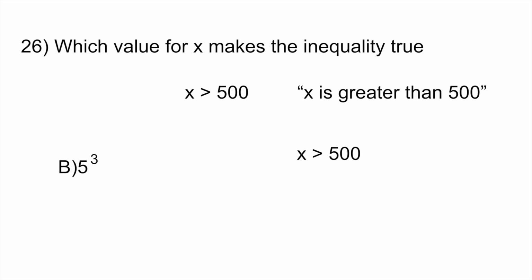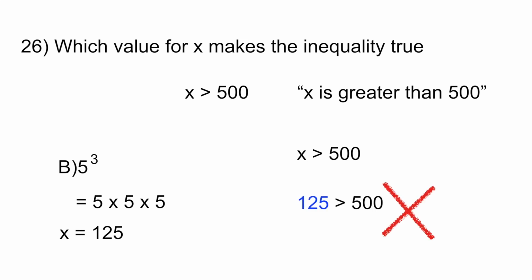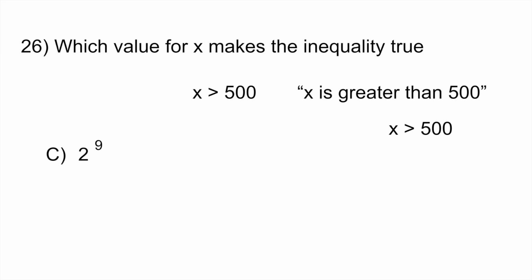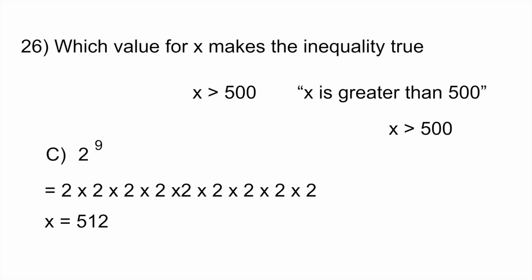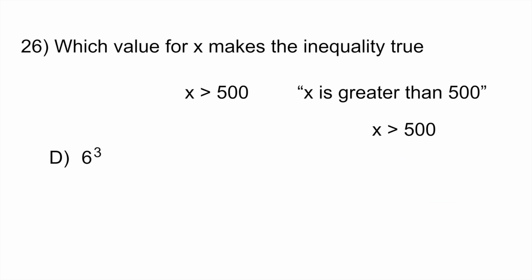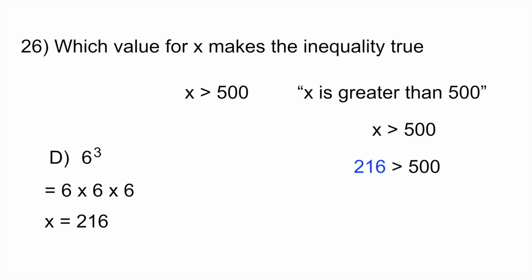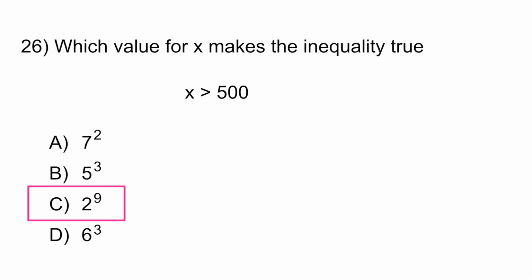Option 2, so 5 to the power of 3. Solve it like that. It gives you 125. Is 125 greater than 500? Nope. Option C, 2 to the power of 9. So you would multiply like that. It gives you 512. Is 512 greater than 500? Absolutely. So that is your correct answer. And let's just do option D. So 6 to the power of 3 would be 216, which is not greater than 500. Okay, so the correct answer here is option C.